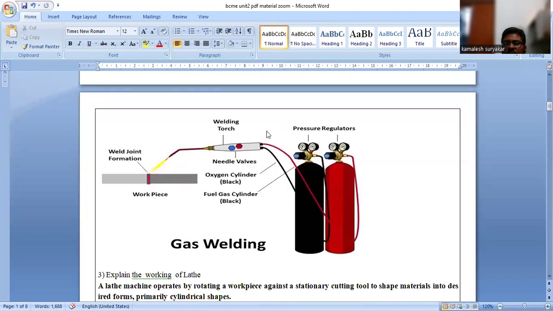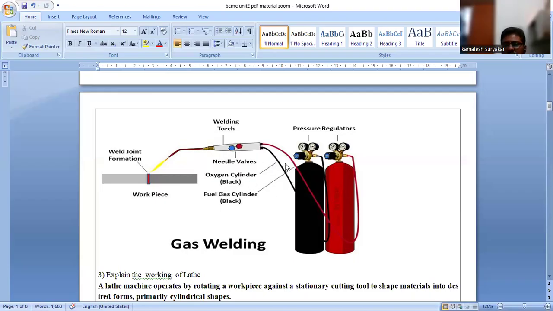So here I am telling, the figure is taken. This is a gas welding setup. This is a workpiece, and this is called a torch. This torch has two regulators, or needles. You can see this red color which is coming. One is oxygen and one is acetylene.